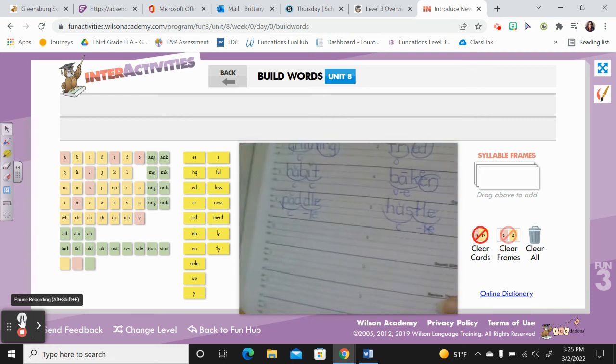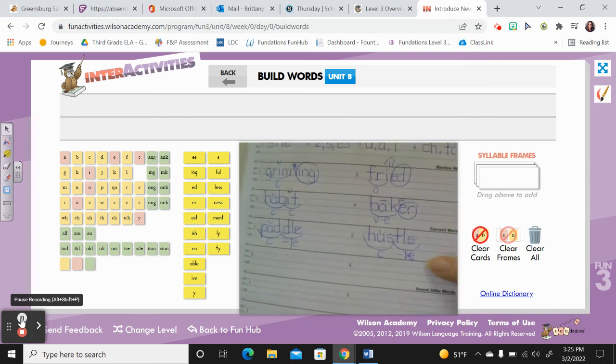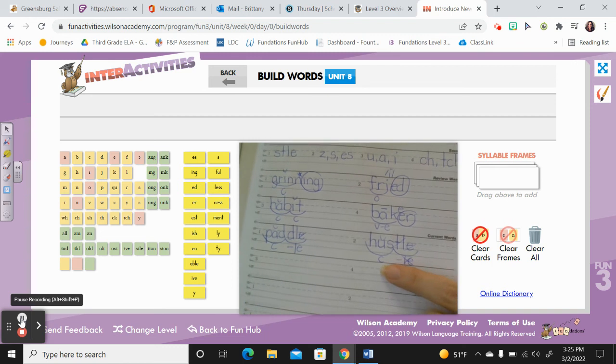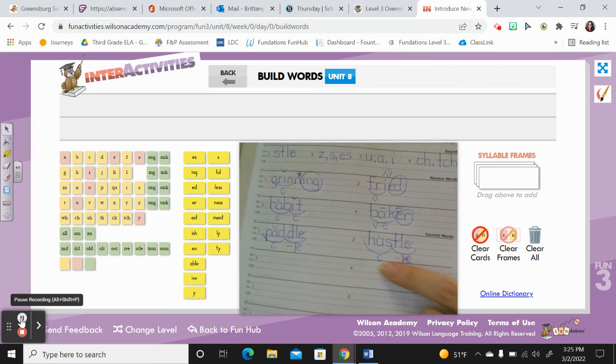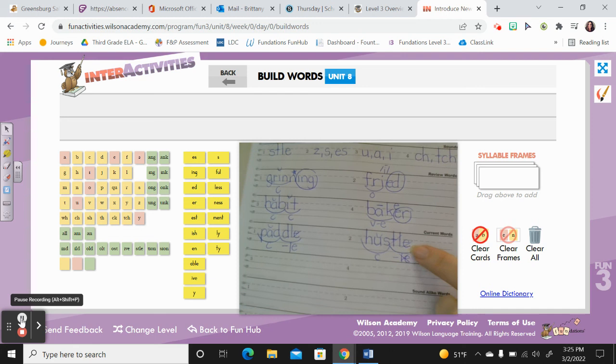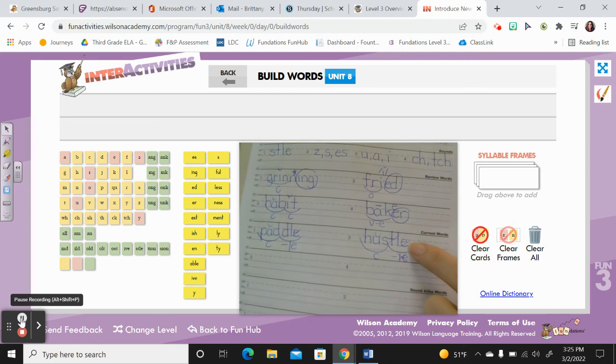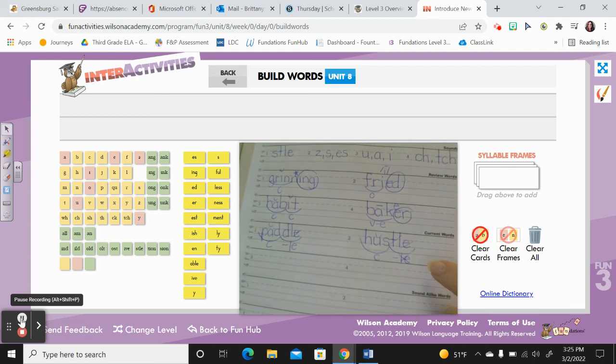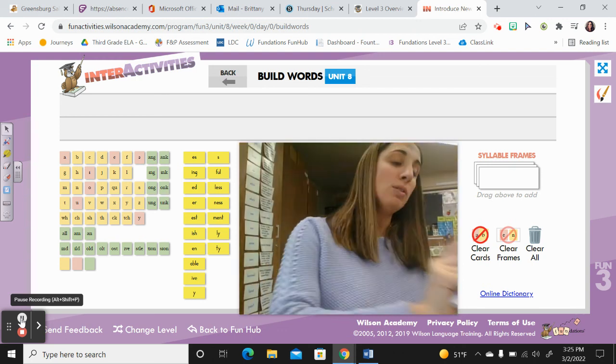So hustle should look like this. Remember when you scoop it, hus stays together, it's closed, HUS. And then you put your TLE, and I crossed off silent T, silent E. That's our consonant LE exception. Great. Go down to the next row.